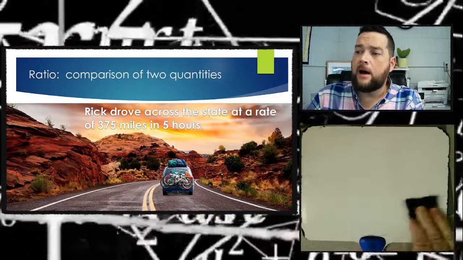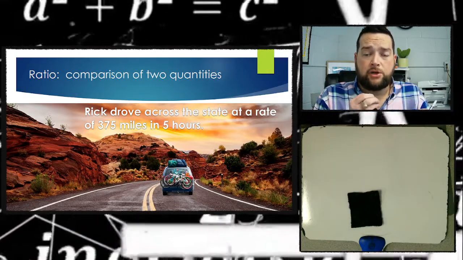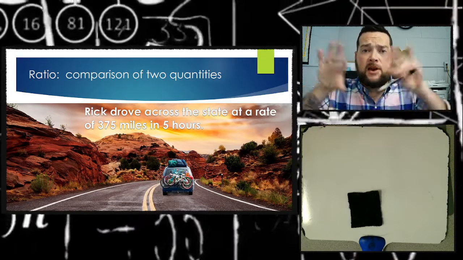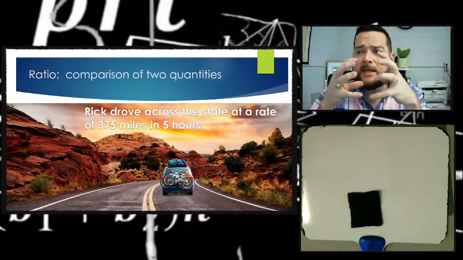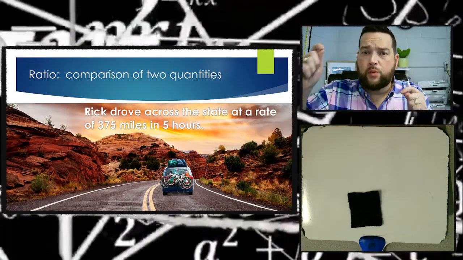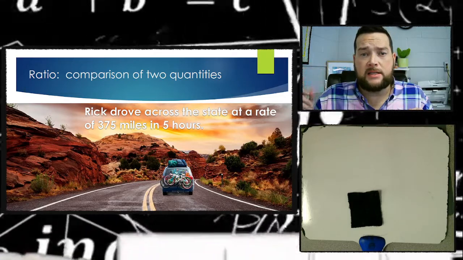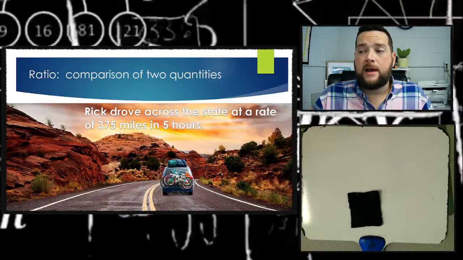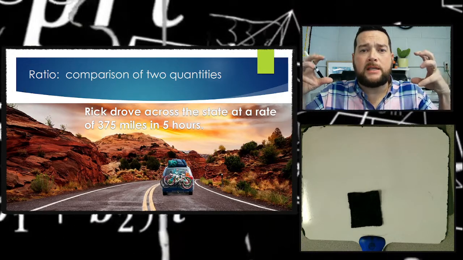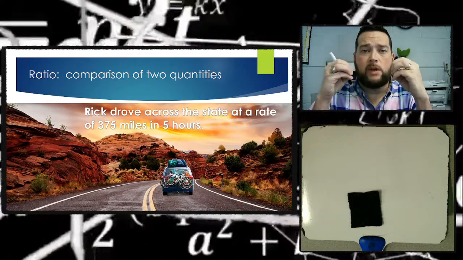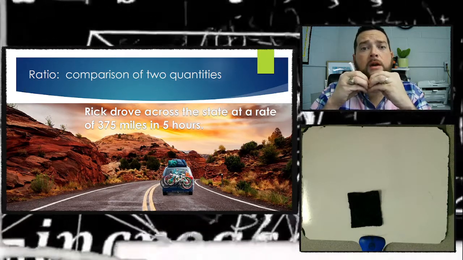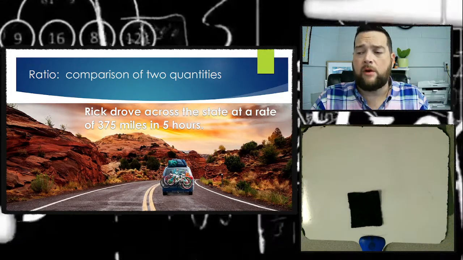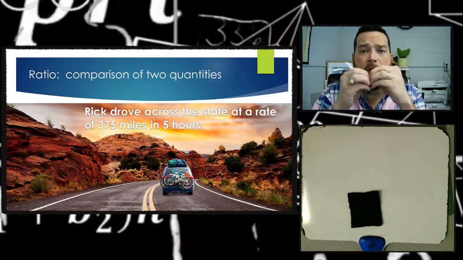The concept of miles, which is a measure of distance, and the concept of hours, which is a measurement of time, are kind of different concepts. But when you bring them together by describing Rick's road trip, that he can drive across the state at a rate of 375 miles in 5 hours, we're bringing these two concepts together, and they have a relationship now tied to describing Rick's method of travel, or rate of travel. When you bring them together, they become a ratio.